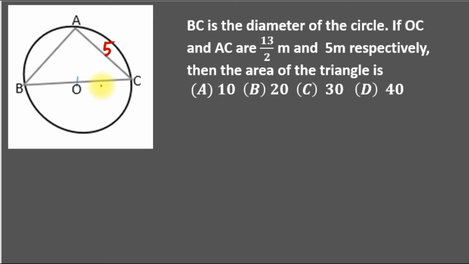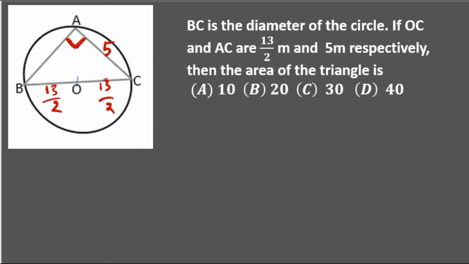OC is 13/2. So from our circle theorem, for this to be the diameter, this is 90 degrees. So by the inscribed angle theorem, this is 90 degrees. And since OC is the radius, also the radius is 13/2. So our main aim is to find the area.